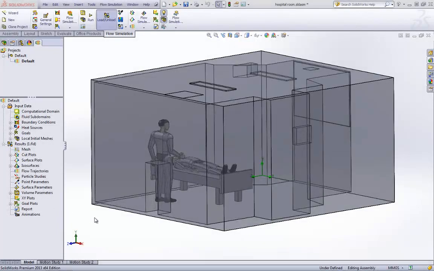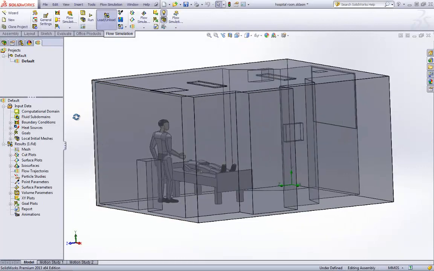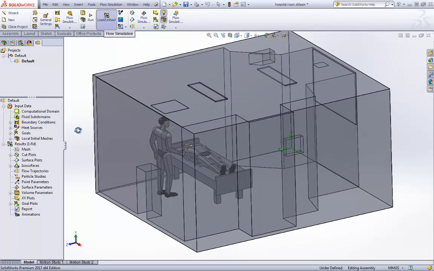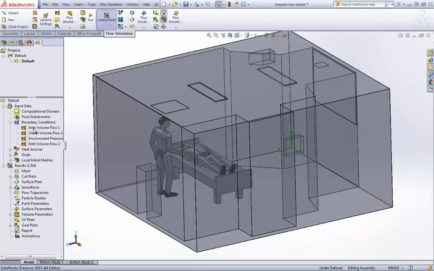Okay, so here we have our hospital room. You can see it's an internal study that we ran, and let's just take a look at our boundary conditions before we start looking at the results. So under boundary conditions we have volume flow. This is our air inlet to the room. We have an outlet volume flow, so this is sucking the air out of the room.